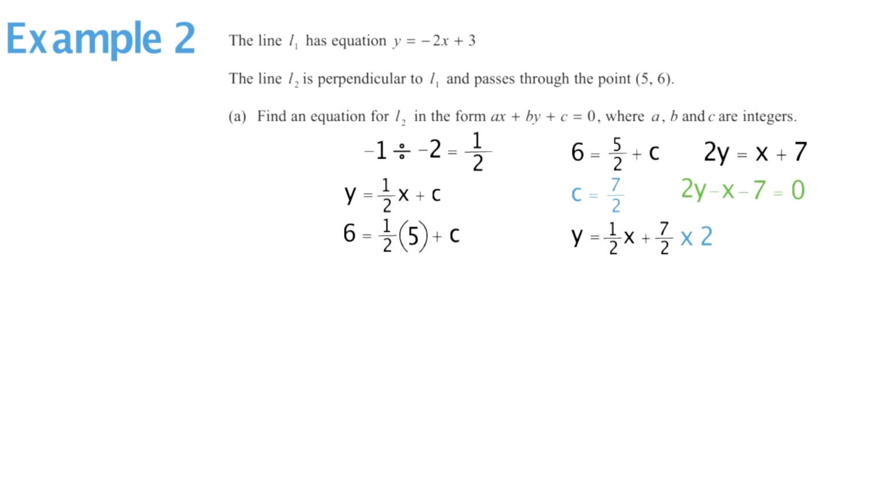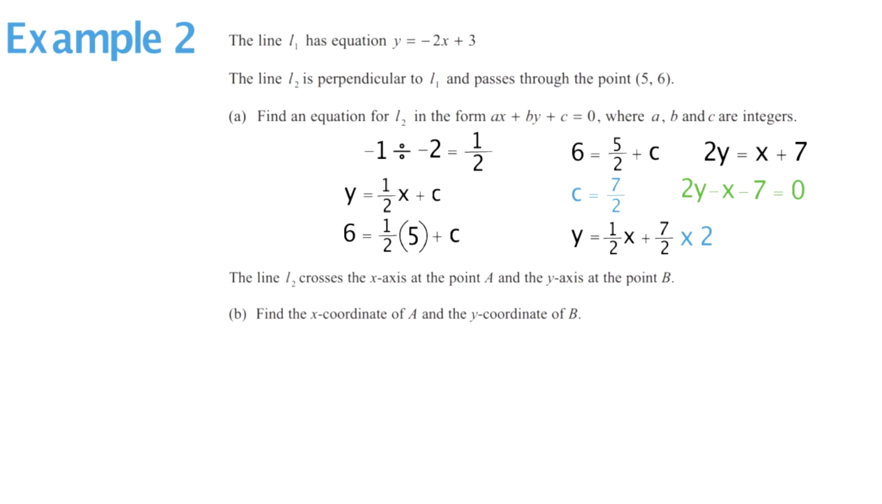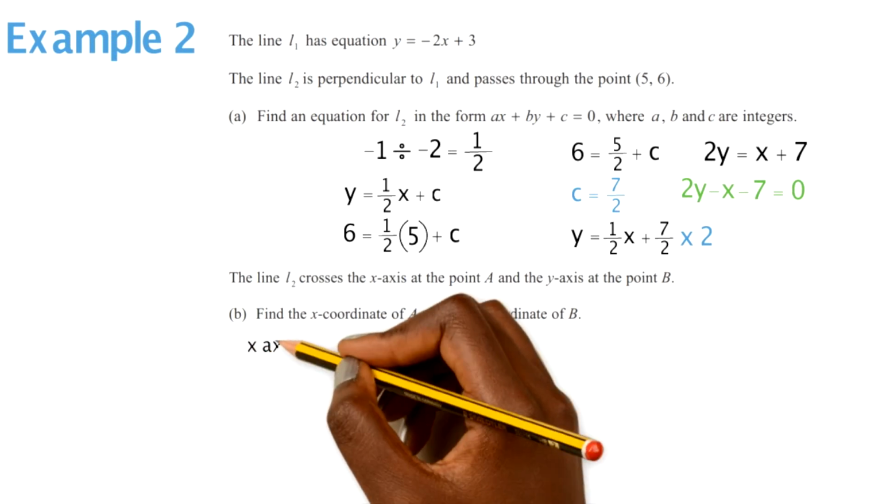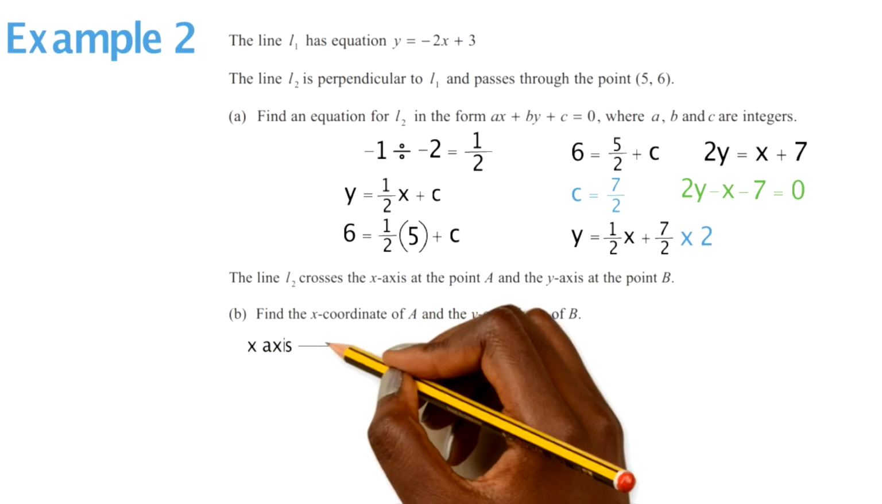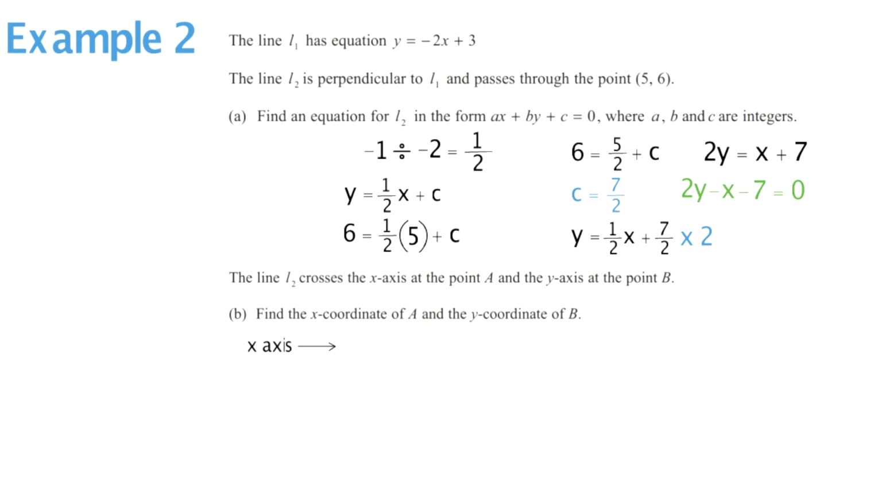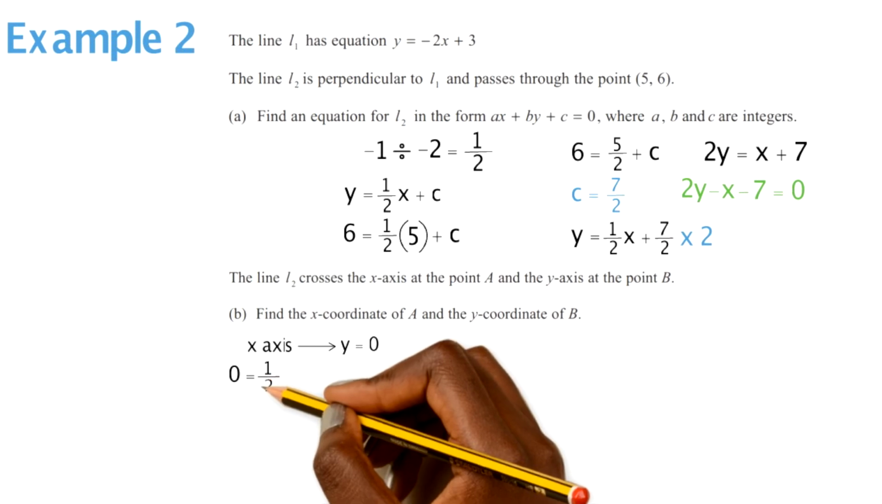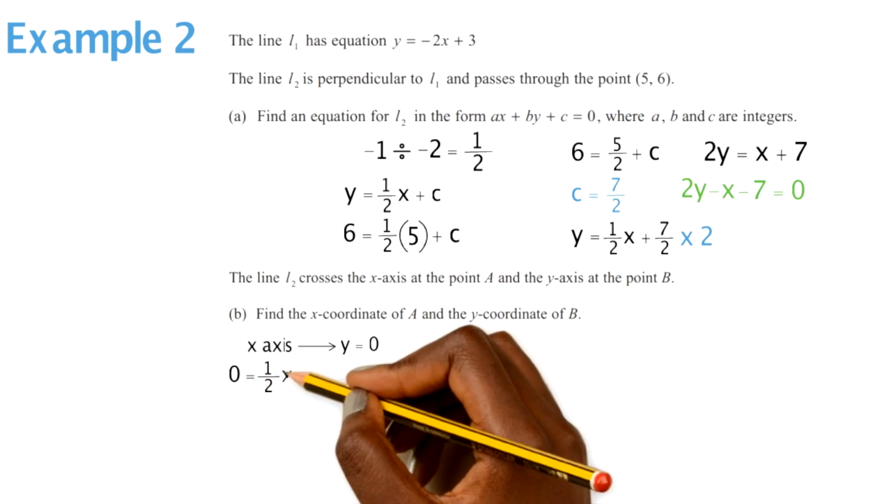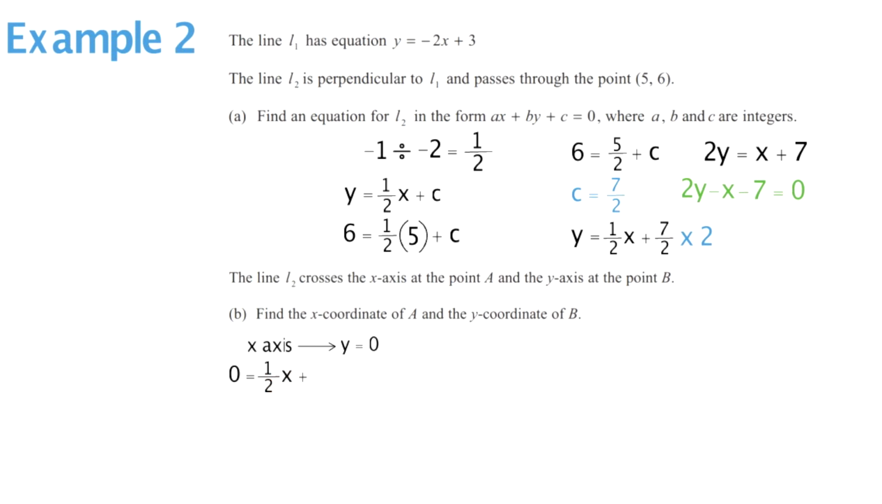Really important to note: here it's saying that line 2 crosses the x-axis at point A and the y-axis at point B, so it wants us to work out the coordinates. So remember, on your x-axis, every value of y is equal to 0. Because of that rule, we can substitute y is equal to 0 into the formula. You can substitute this into the final answer you left of 2y minus x minus 7 equals 0, or you can substitute into the y equals mx plus c. Either way, you should get the same answer.